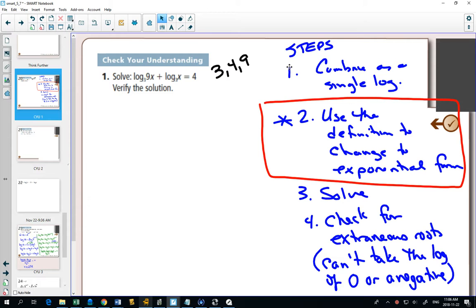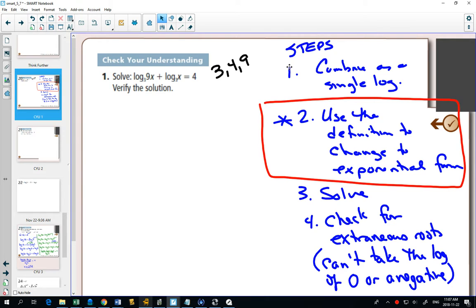So solving for logarithms can be done by using the definition and changing it to exponential form. In order to use the definition, we have to have a single logarithm first. That's why there's step 1. Once you change it to exponential form, it will be obvious how to solve. It'll turn into something that you'll go, oh, I know how to solve that, and then you'll be able to solve it. Then finally, just like square root equations, exponential equations, you need to check for extraneous roots, because sometimes you will get an answer that actually doesn't work.